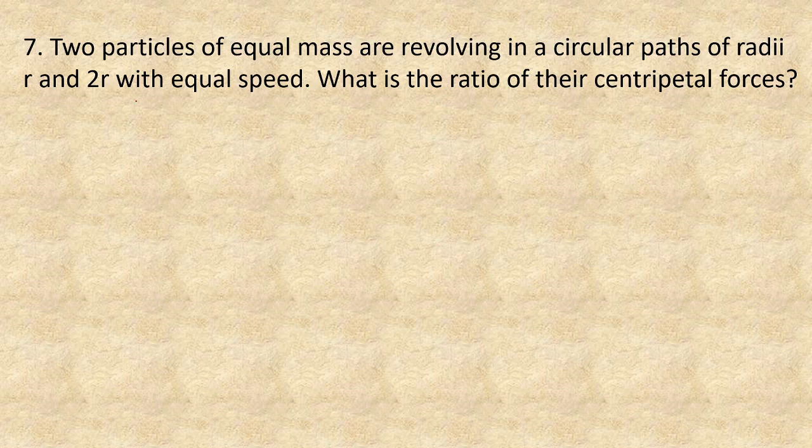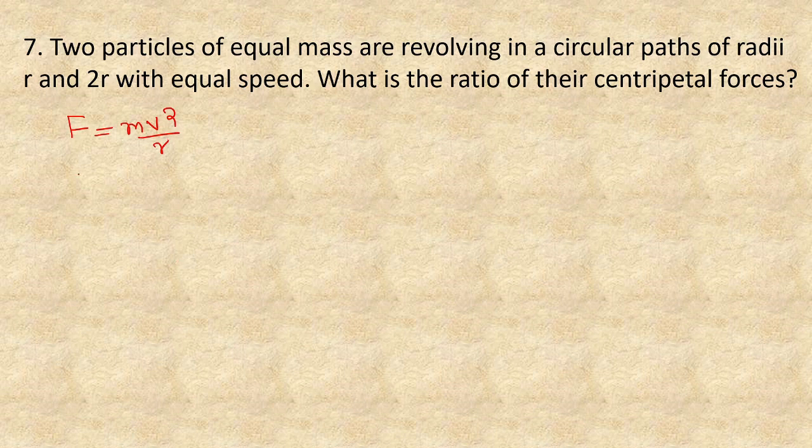Okay, here we are asked to find the ratio of the centripetal forces, and we are given the mass. Both have the same mass, and both are moving in a circular path of different radii, that is r and 2r, but with equal speed. So we can use the formula F is equal to mv square by r.